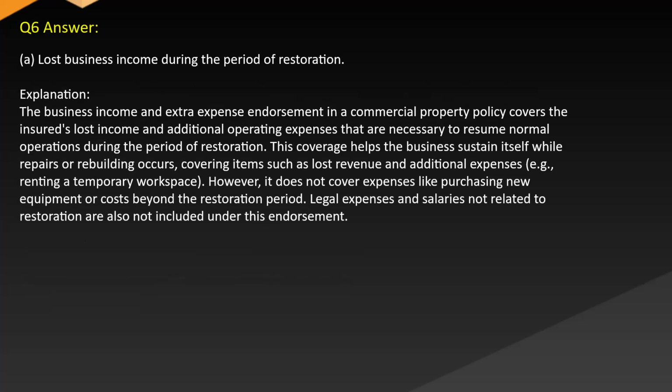Answer: A. Lost business income during the period of restoration. Explanation: The business income and extra expense endorsement in a commercial property policy covers the insured's lost income and additional operating expenses that are necessary to resume normal operations during the period of restoration. This coverage helps the business sustain itself while repairs or rebuilding occurs, covering items such as lost revenue and additional expenses, e.g., renting a temporary workspace.